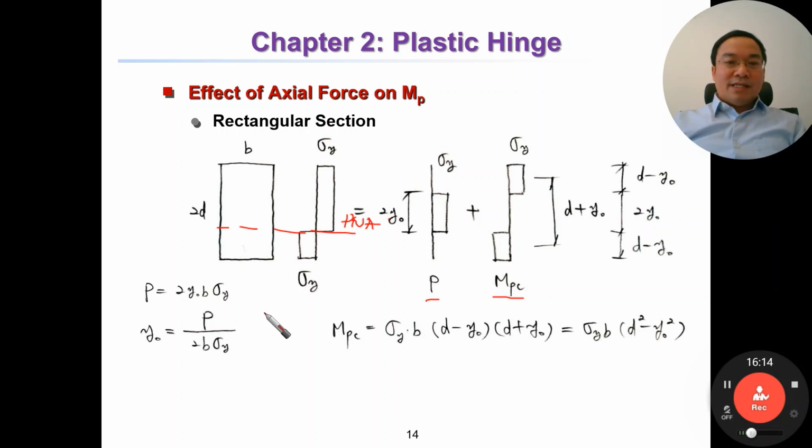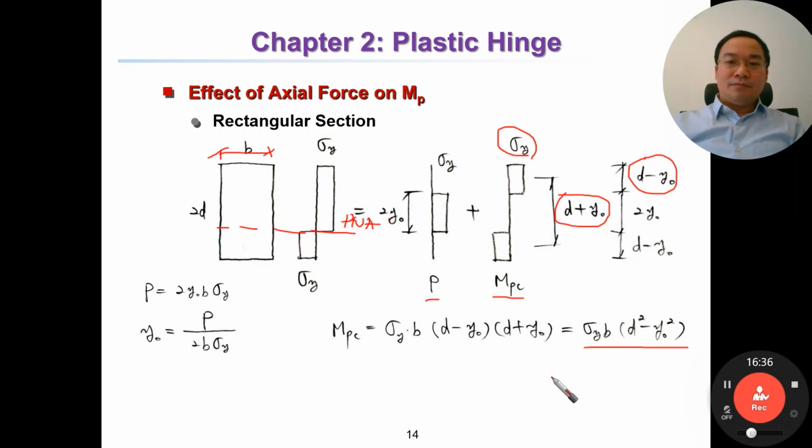And what is MPC? MPC is equal to sigma y multiplied by this one, then multiplied by the width of the beam B, and multiplied by the level arm, and equal to this one. The MPC is equal to this one. And we already have PY equal to this, and MP equal to this.